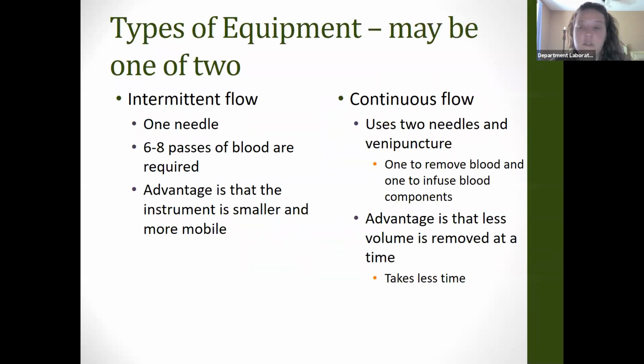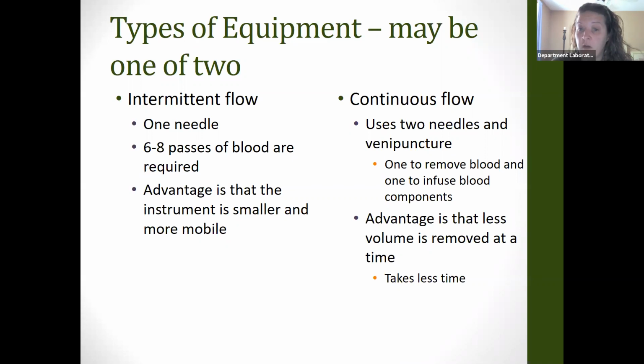There are two different types of apheresis process, and I think I've mentioned this before. You could have the intermittent flow. That only involves one arm, so you only have one needle in a single arm, and they usually rotate. They'll take some product off, spin it down, keep the desired product, and then using the same needle, the remaining components are given back to the patient. Those instruments are usually smaller, and again, only one arm of the donor is being used.